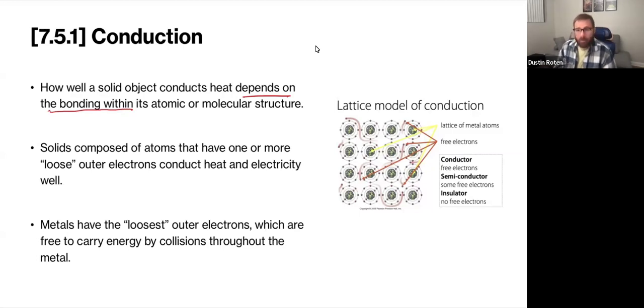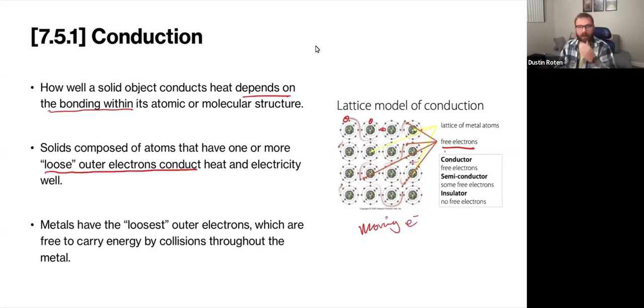So what's going on here is we have this sea of free electrons. So you can see all these electrons. And this is what's going to conduct. You're going to essentially get your energy transfer from these moving electrons. Specifically, just the loose outer electrons are what's going to cause the conduction.